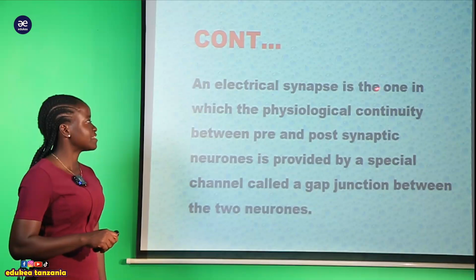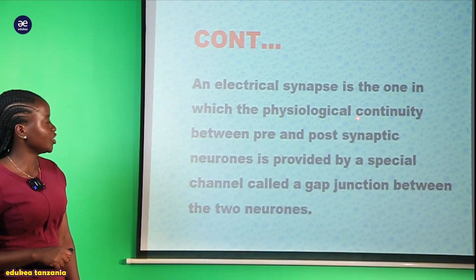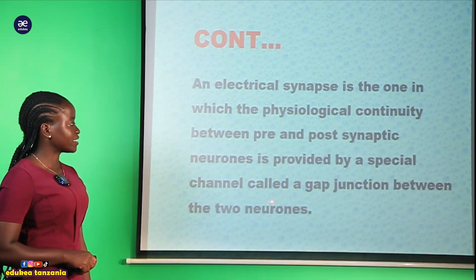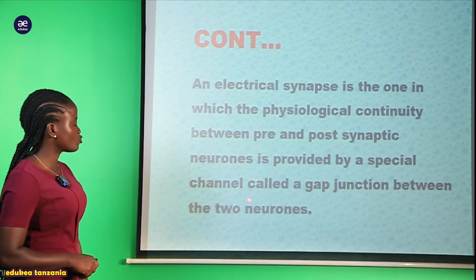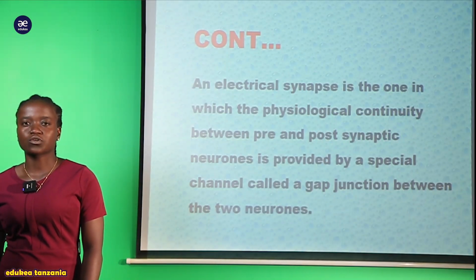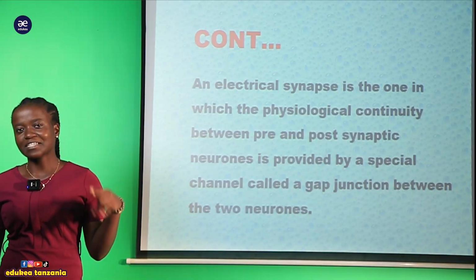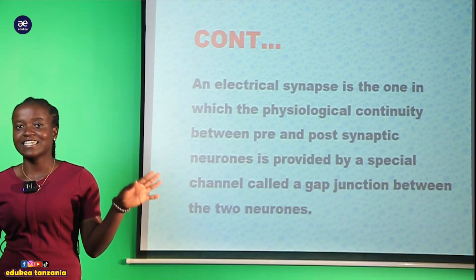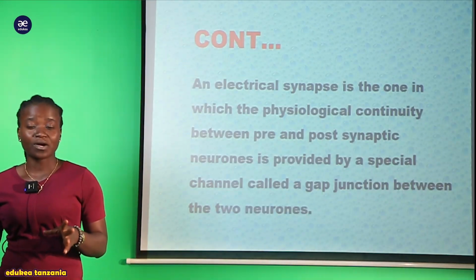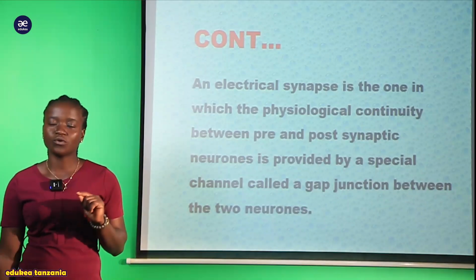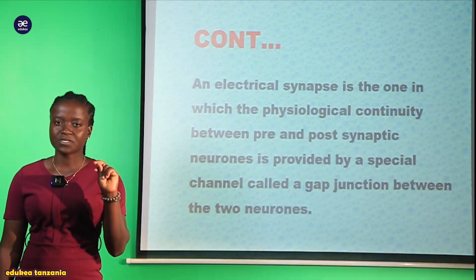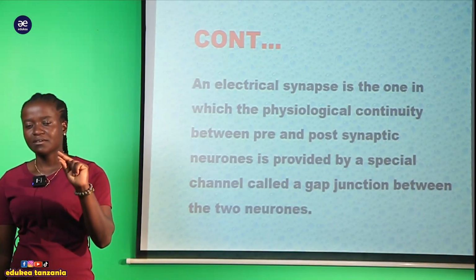That is, we have seen that it is the one in which the physiological continuity between pre and postsynaptic neuron is provided by a special channel called the gap junction between the two neurons. Kwa hiyo sasa hiyo ndio inaitwa electrical synapse. Lakini ile chemical synapse, we have already seen it in the last session and we have already described the structure of it. So I hope you are aware of it. But here you have to know that within the synapse we have almost two types of synapse. The first one is the electrical synapse. The second one is called the chemical synapse.